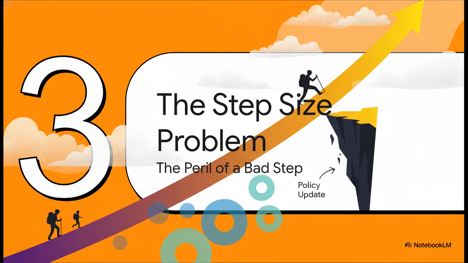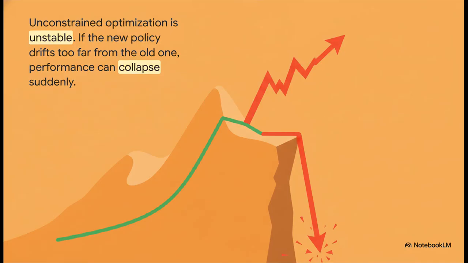If you take one step that's just a little too big, you could go right over the edge of a cliff and tumble all the way back down. This is what we call the step size problem, and it's a massive hurdle in RL. And this right here is the fatal flaw of the most basic policy gradient methods. A single, overly ambitious update, one bad step, can cause your policy to completely forget everything it's learned. Performance doesn't just dip a little, it can catastrophically collapse, wiping out hours and hours of training in an instant.